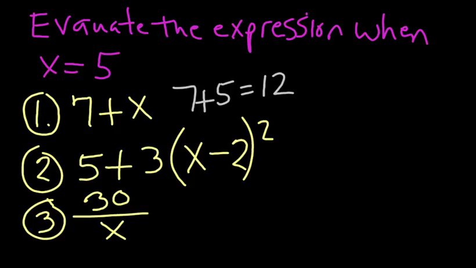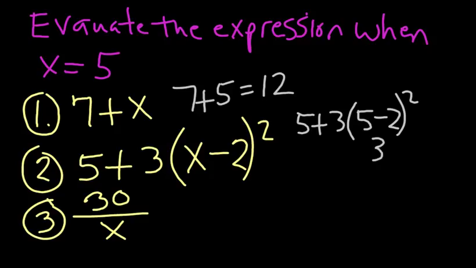Number 2, I'm going to put 5 into x's spot. Let me write that down. 5 plus 3, 5 goes in for x, minus 2 squared. Now do the math. That's 3. 3 squared is 9. So now you have 5 plus 3 times 9.